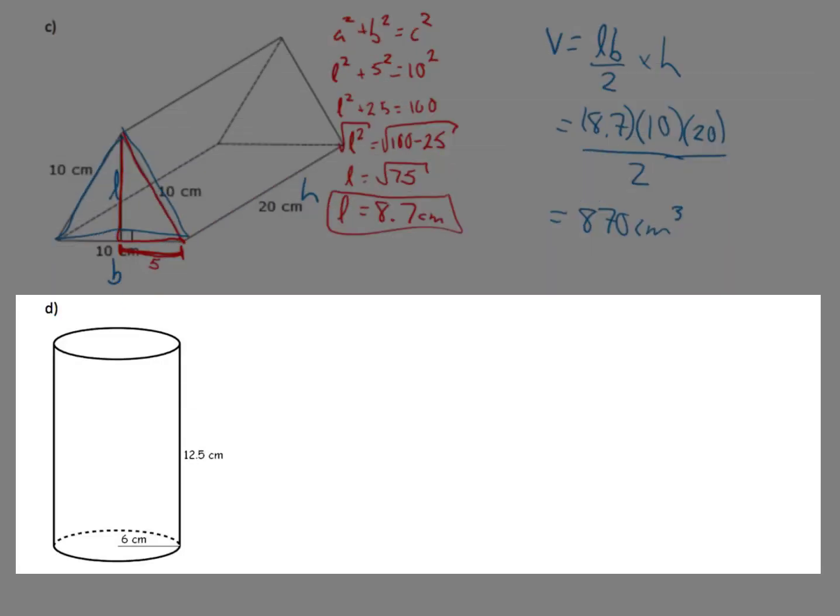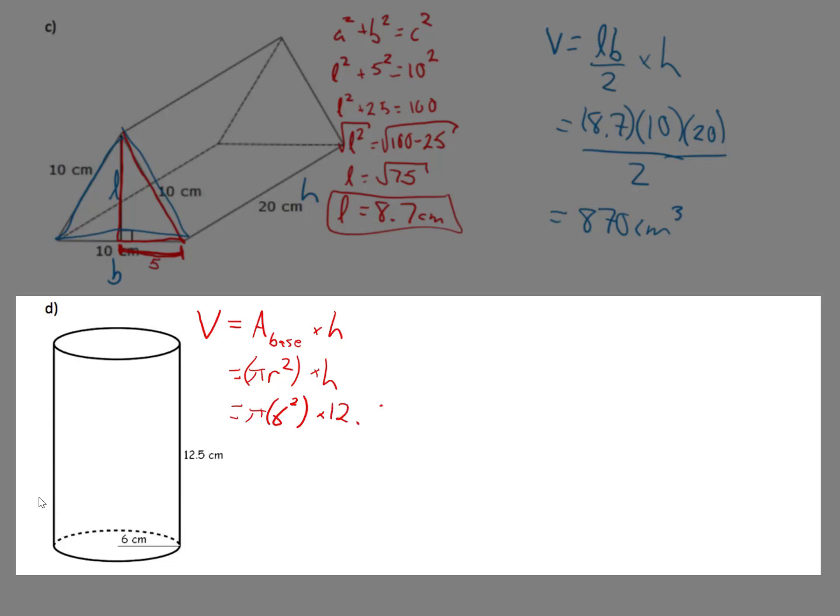Okay, final example. Example D. We have a cylinder. What's nice about this is it's pretty straightforward for cylinders because I can't make it more complicated than it already is. It's just volume equals area of the base times height. And the area of the base is just pi r squared. And then we're going to multiply that by the height. So now I can sub in what I know. Pi is 3.14159, or 3.14 is fine. And then my radius, which is 6, that's going to be squared. Multiply that by 12.5.